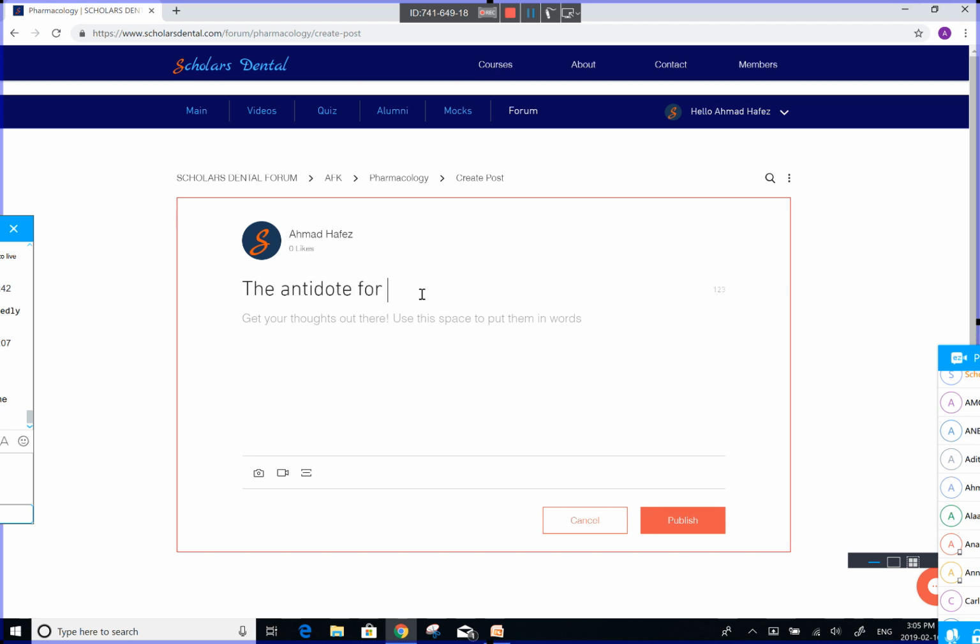for atropine, I don't know, overdose. You type in your question, and then once you post it, people could comment, and one of the instructors will answer you and explain the answer. Also search for questions. So if you have a question here, antidote, and then you could search for the question, and then you could find it answered already. So try to search before you type one in.